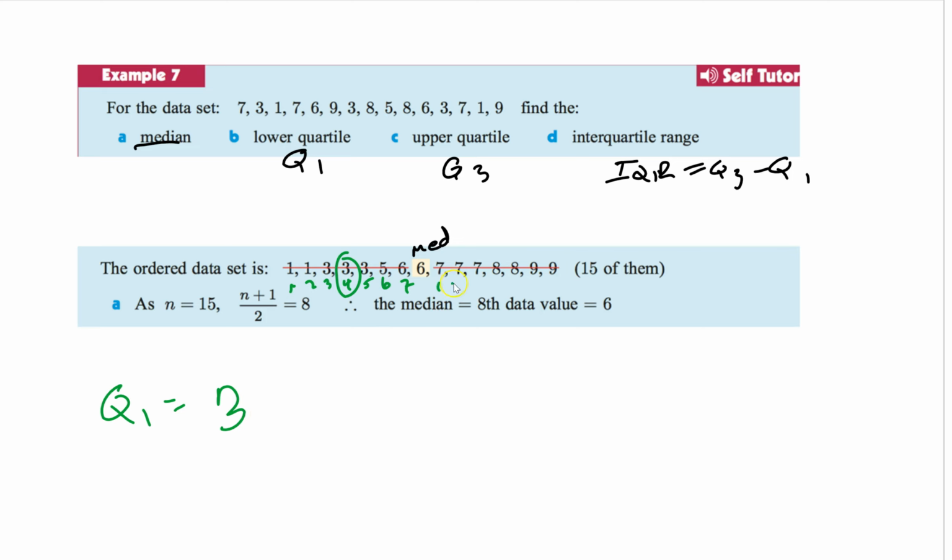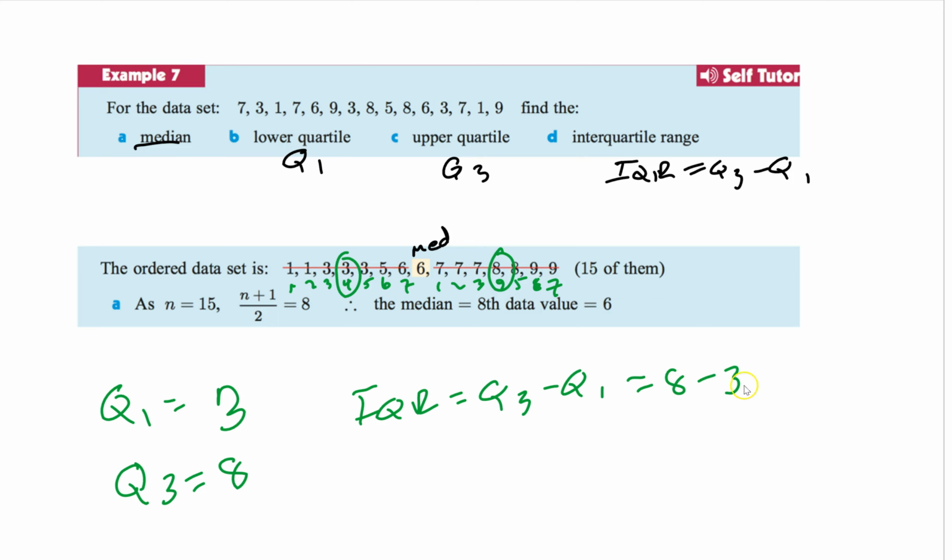So Q1, or the lower quartile, is 3. Then 1, 2, 3, 4, 5, 6, 7. So again, the fourth number, 8. That'll be my Q3, or upper quartile. And then the interquartile range would just be Q3 minus Q1, which would be 8 minus 3, or just 5. That's where the middle 50% of your data falls. So there you go, IQR.